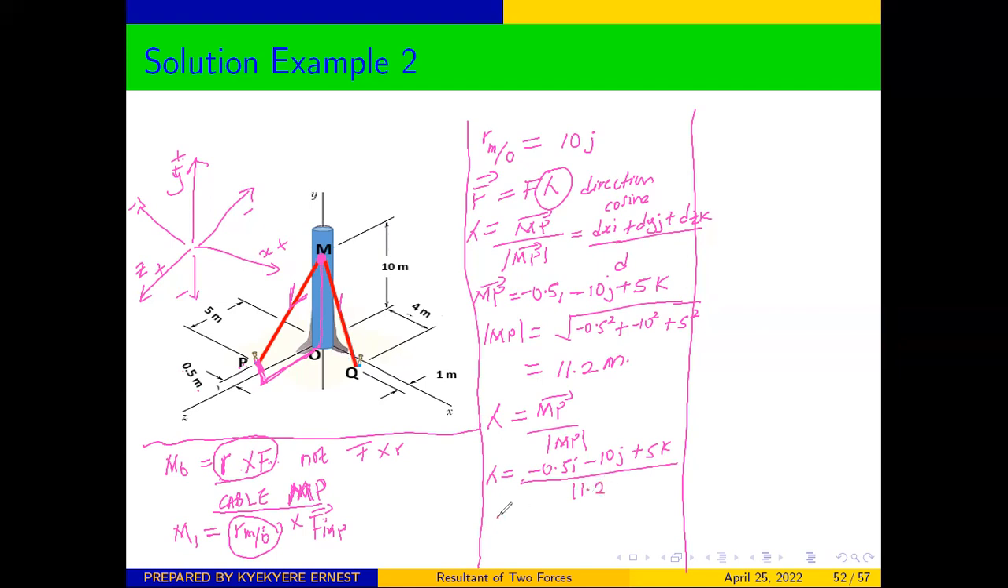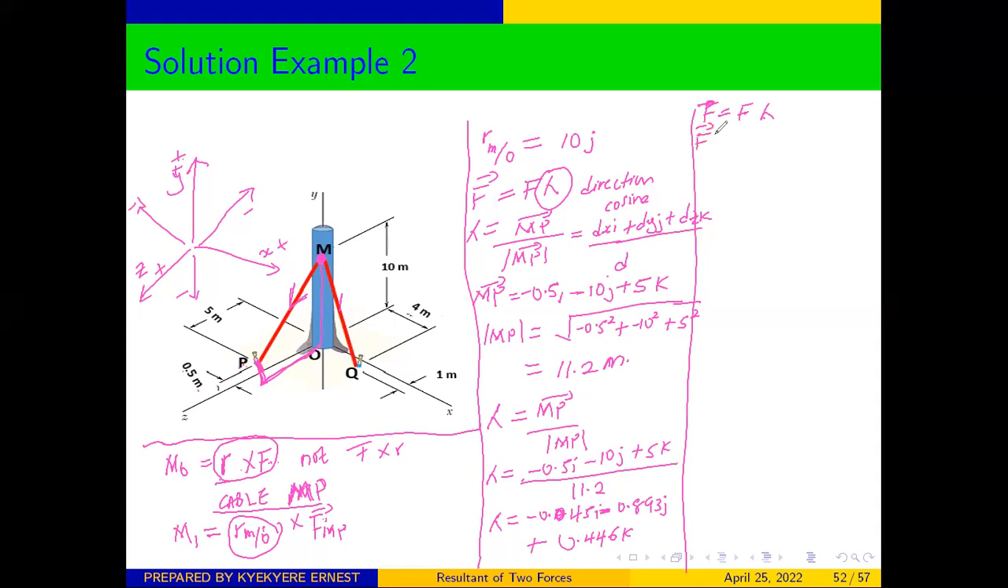So from here, our lambda, which is our direction cosine, is going to be negative 0.045I minus 0.893J plus 0.446K. And once you have gotten our lambda, now we can get our F, because we know that our F will be equal to the scalar force times lambda. So this is our force in the vector form.